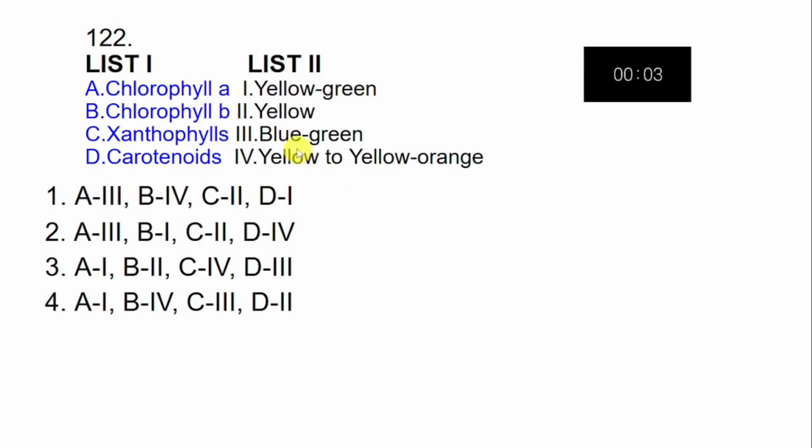In this case, we have chlorophyll A, B, and then xanthophyll and carotenoids. Carotenoids are present in carrot. Carrots are orange in color. So this is the biggest hint in this question. D is carotenoid, which matches with 4. The only option is option 2 with D4 combination. So we have the answer. Option 2.